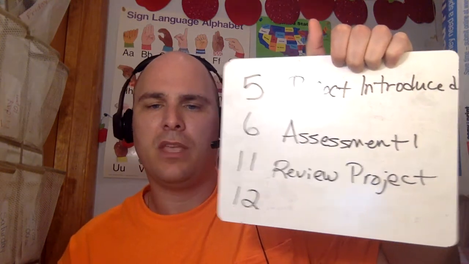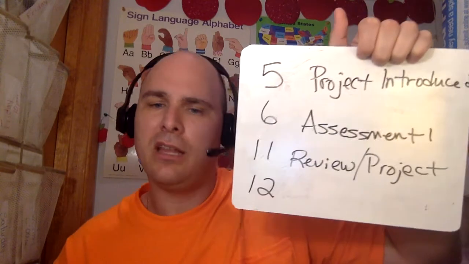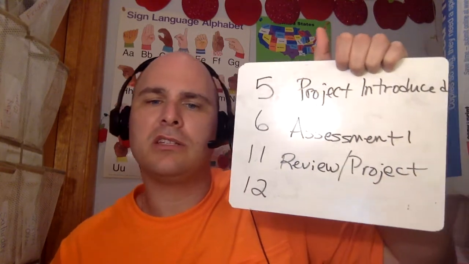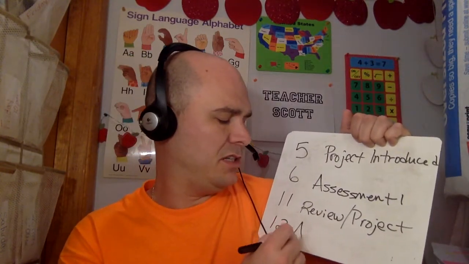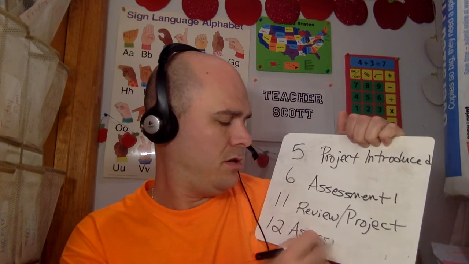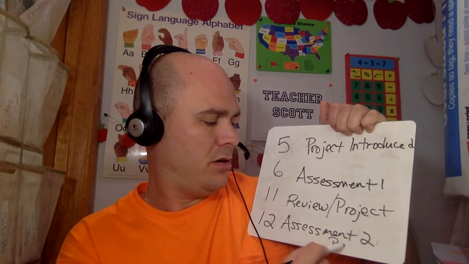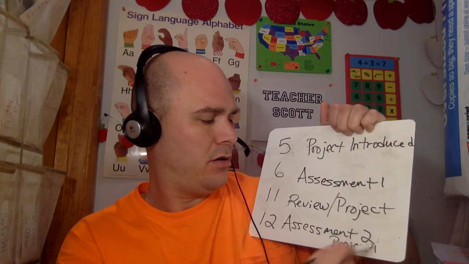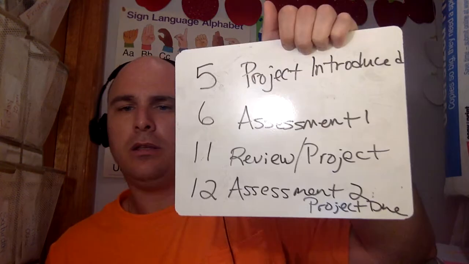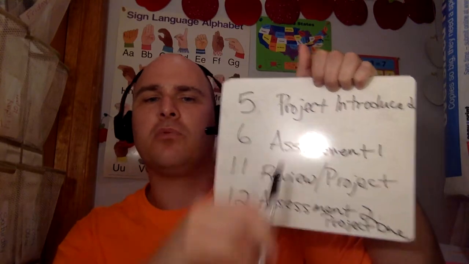In Lesson 11, this is a review lesson, and the project is reminded again. So it's review, and you say, and don't forget, you have a project due in lesson 12. And then lesson 12, this is assessment 2, and the project is due. So 4 of the 12 lessons will at least reference the project, and it is only due in lesson 12.